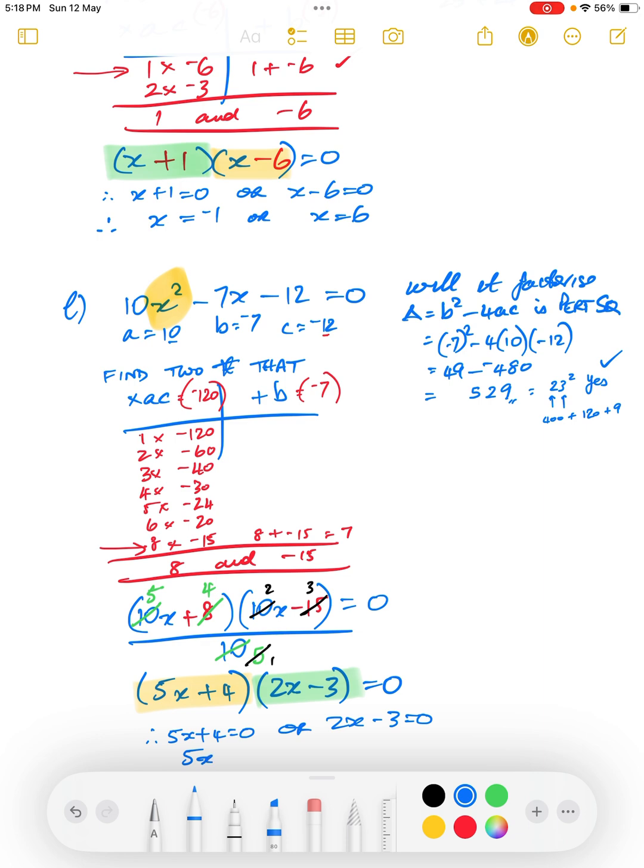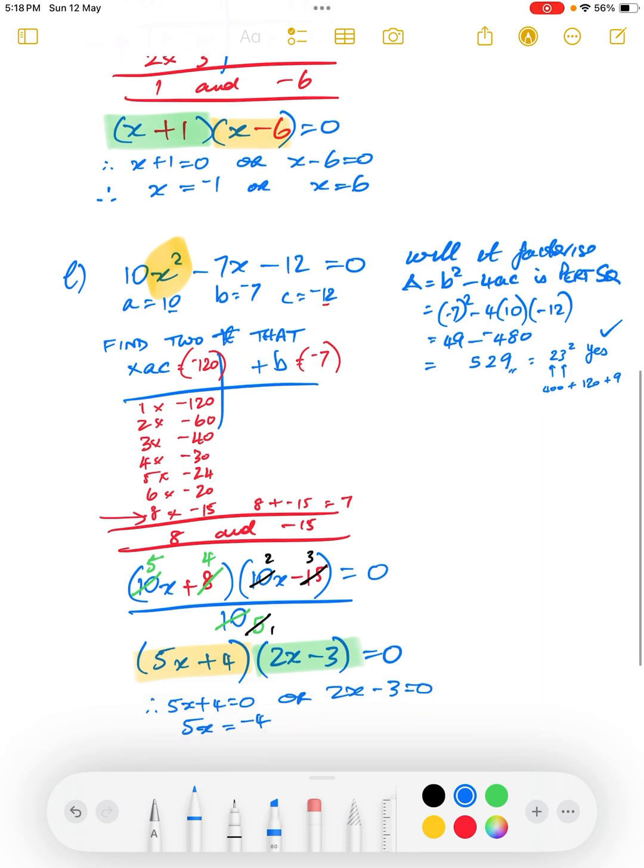So take that plus 4 across to be negative 4, and then take that times 5 across to be divide 5. Sorry, take that times 5 across to be divide 5. And here, 2x, take the minus 3 across to be 3. Take that times 2 across to be divide 2. And we've got our two answers.